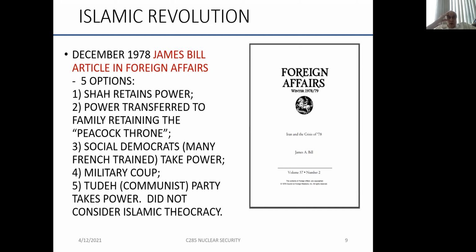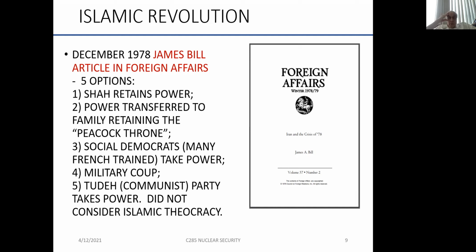They looked around, and there were very few American experts on Iran. One was James Bill, a professor at Texas, who later wound up at William and Mary. He spoke Farsi. He was married to an Iranian. He'd been there many times. And Bill drafted an article for the end of 1978 in which he could foresee 5 options for the future of Iran.